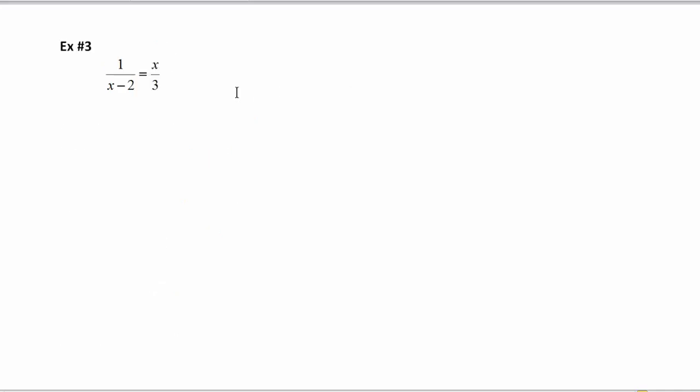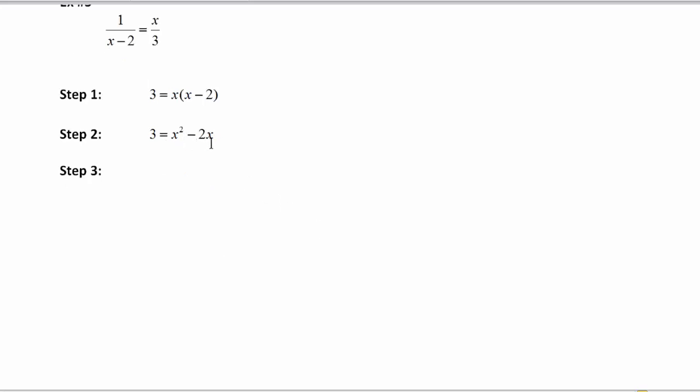Let's take a look at example 3. Of course we're going to start by cross multiplying. So we did 1 times 3 is 3, and x times the quantity of x minus 2. We're cross multiplying. Step 2, we're going to distribute this x. So we end up with x squared minus 2x.